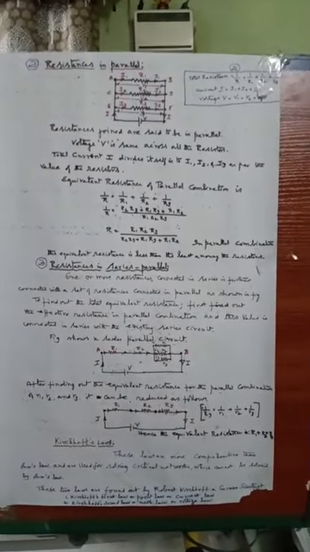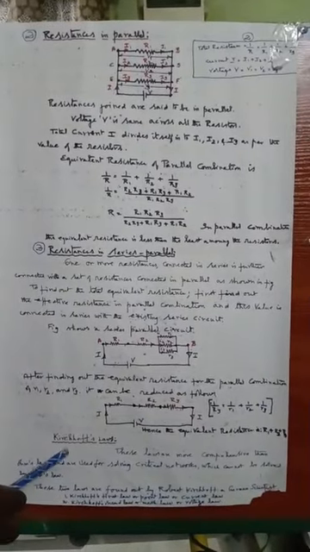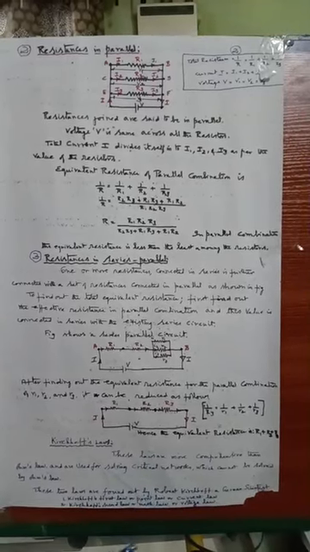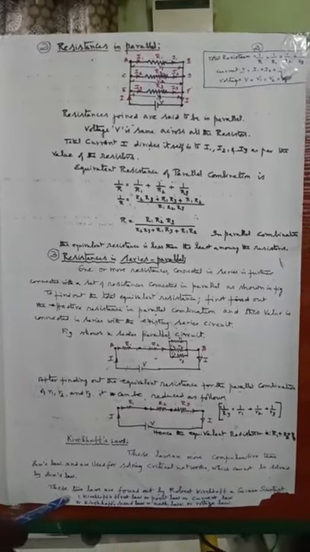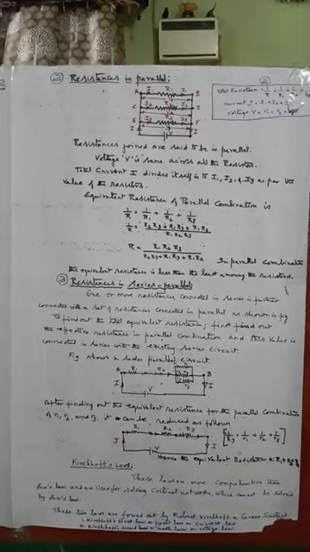Kirchhoff's laws. Kirchhoff is a German scientist, and he found out two laws to solve the complicated circuits. The two laws are: number one, Kirchhoff's first law, otherwise called the point law, or current law. And similarly, Kirchhoff's second law, which can be called the mesh law, or the voltage law.